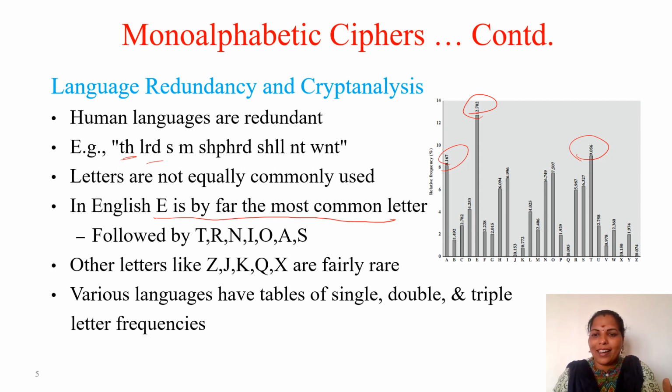If you take any paragraph, the word "the" occurs frequently. So if you find the related letters for T, H and E, we can easily find them out, and then only the remaining ones we have to find. So it is very easy to break this crypto system.